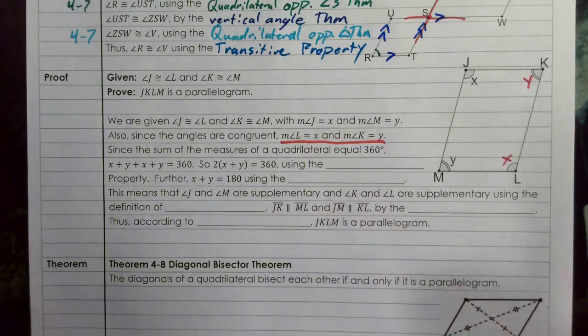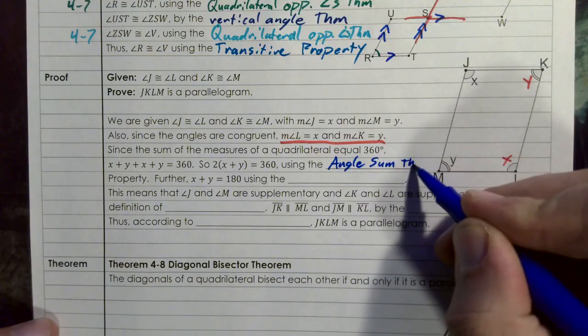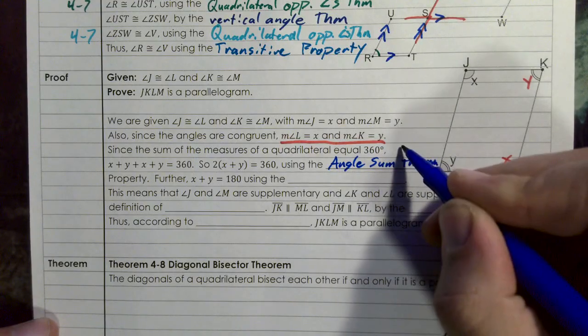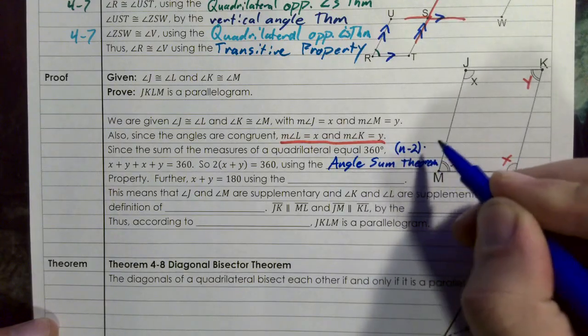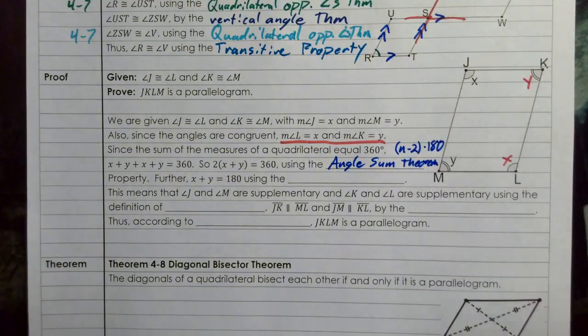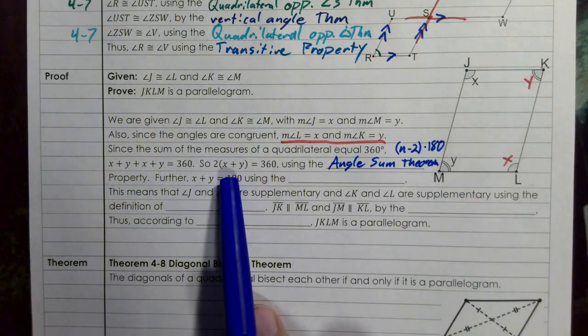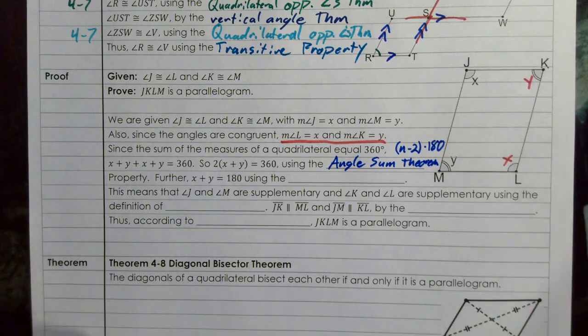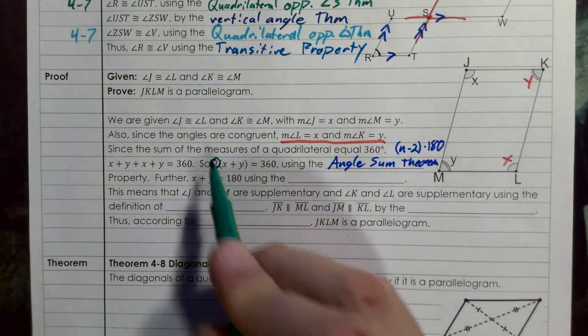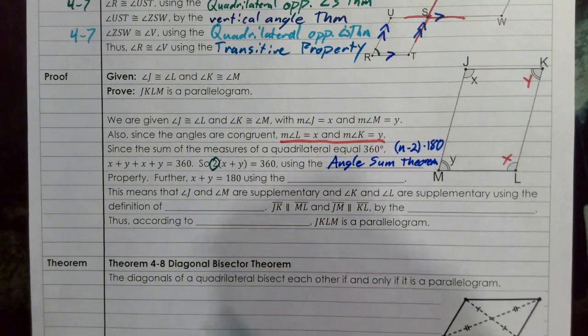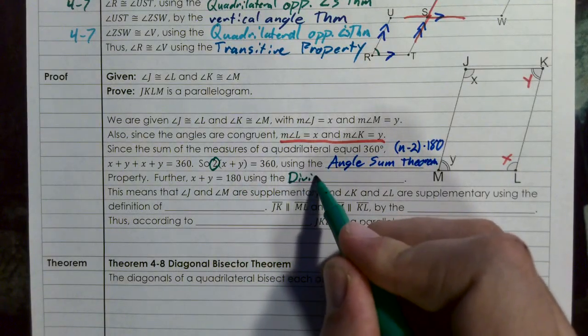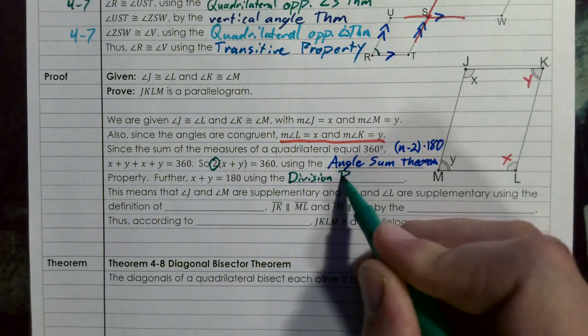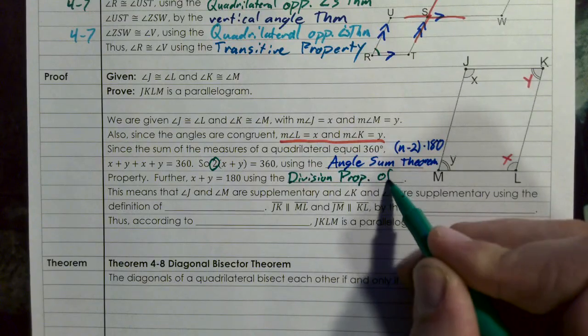We've got to equal 360 using the angle sum theorem. That's the one where it's n minus 2 times 180. If we do n minus 2 times 180, then 4 minus 2 is 2 times 180 is 360. So we've got this. We made it that. And then what we did is we got rid of this 2 and we divided that 360 by 8. So that is the division property of equality.